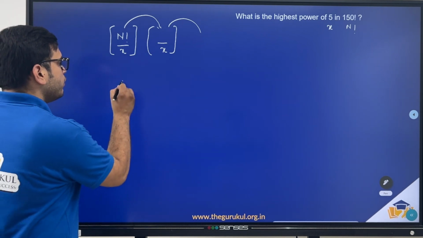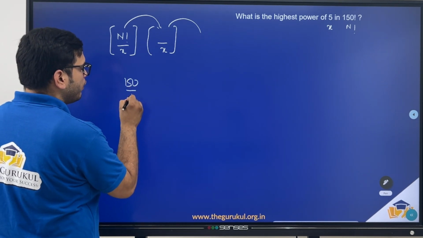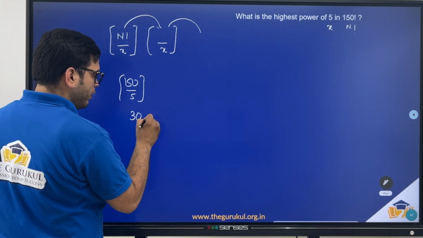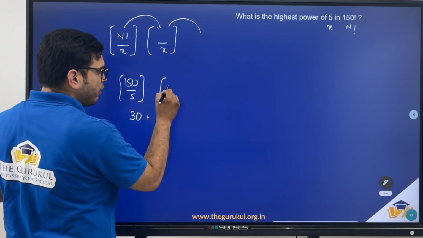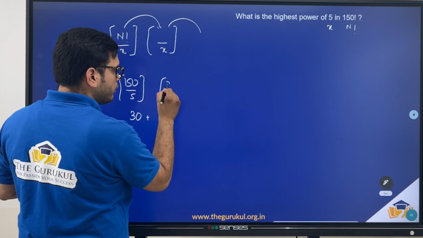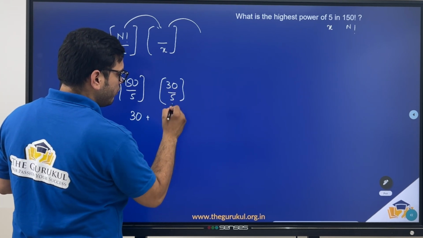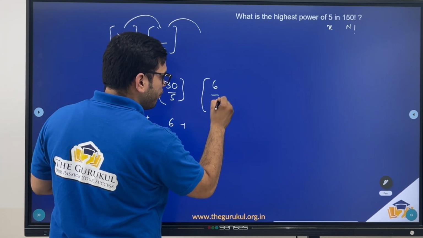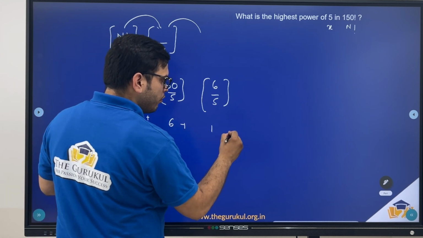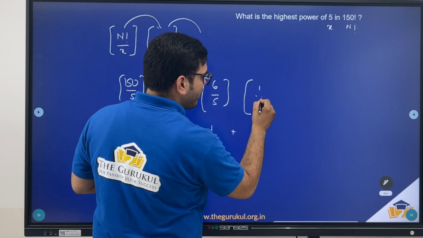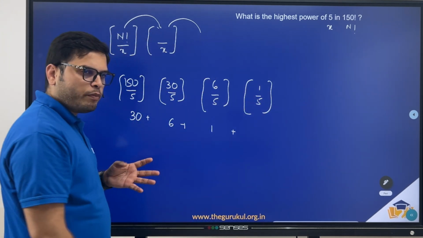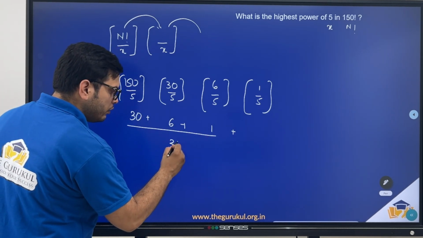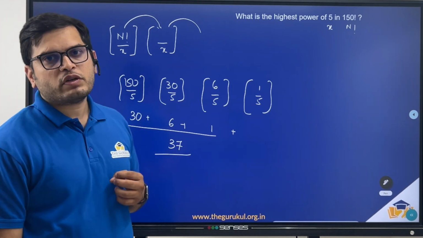Right. So here we have 150 by 5. Now we have 30 plus integral part of 30 by 5. Now this will be 6 plus integral part of 6 by 5. Now this would be 1 plus integral part of 1 by 5. Now this is 0. Now let's stop here. Now all you need to do is add these three. 30 plus 6 plus 1. 37 should be the answer to this question.